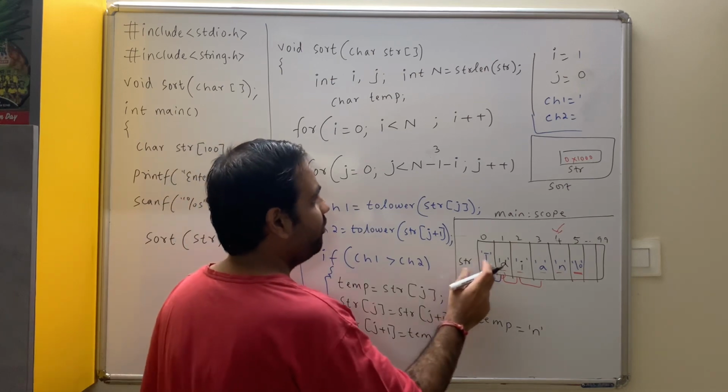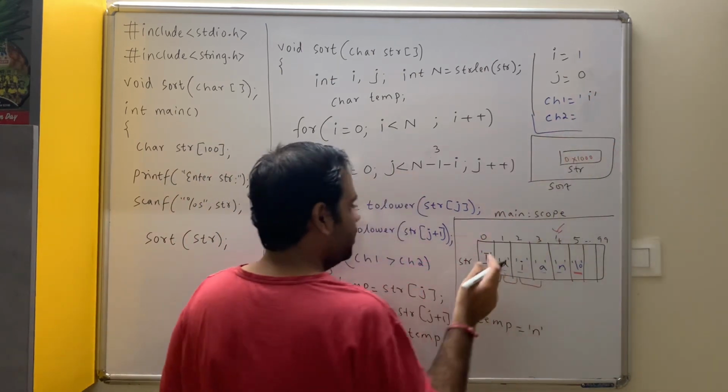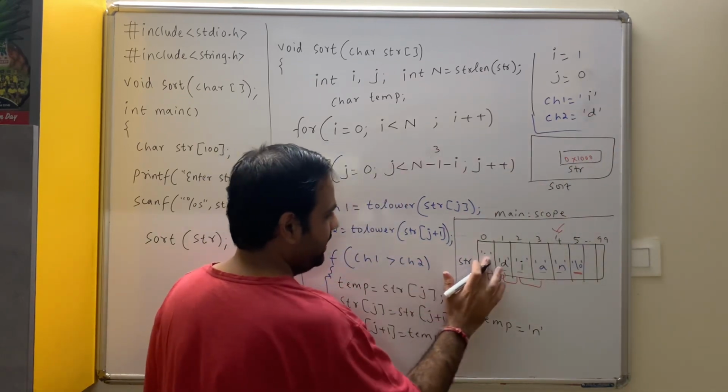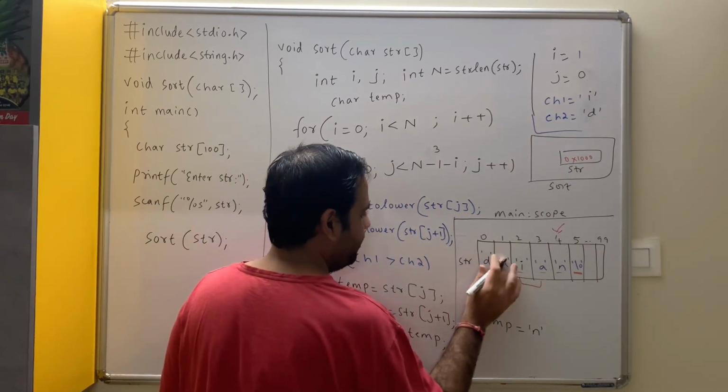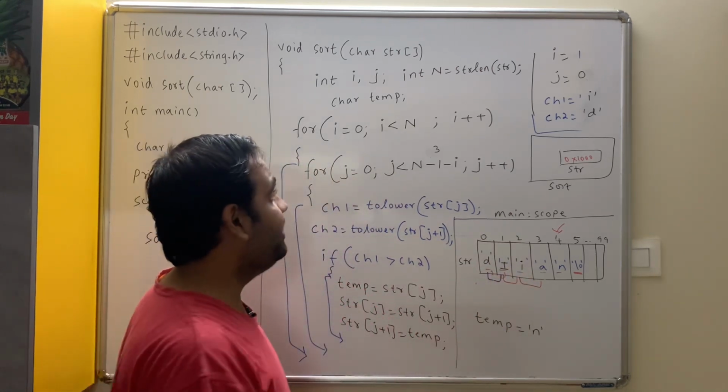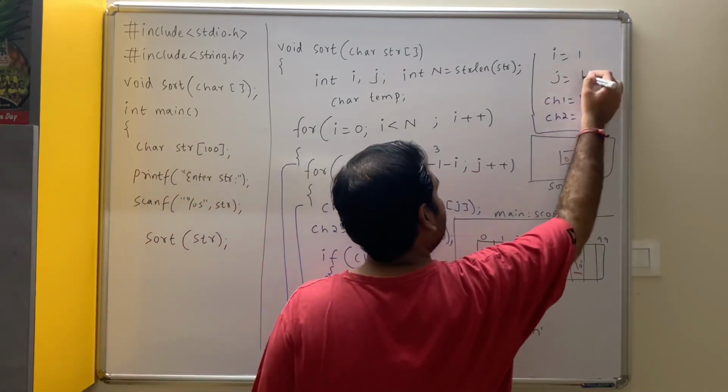tolower of I is i. tolower of d is d. i is greater than d? Yes. Therefore, d will come here and I will come here. Again you say j plus plus, the value of j will become 1.